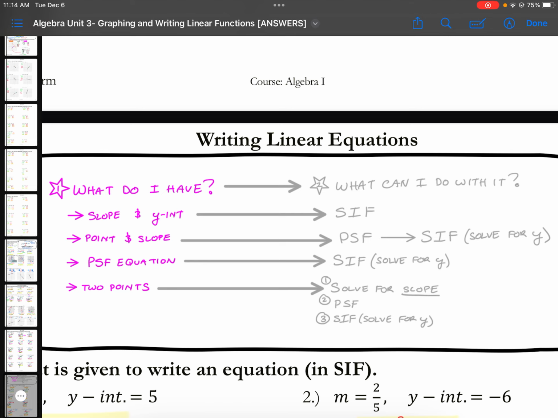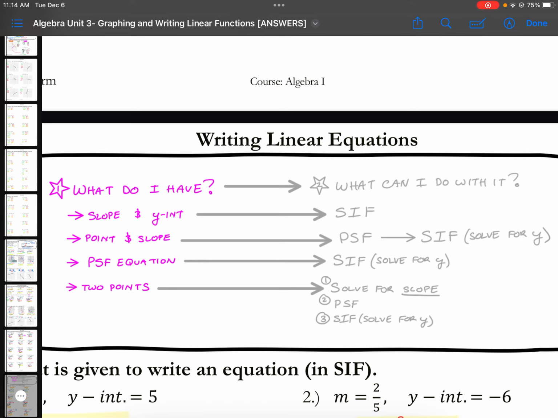Like if I have slope and intercept, then I should write it in slope-intercept form. If I have the point and slope, I could put it in point-slope form, then put it in slope-intercept. If I have the point-slope form equation, I could still put it in slope-intercept. If I have 2 points, I can solve for slope, put it in point-slope, then put it in slope-intercept form, right? Each of these take you through the step.